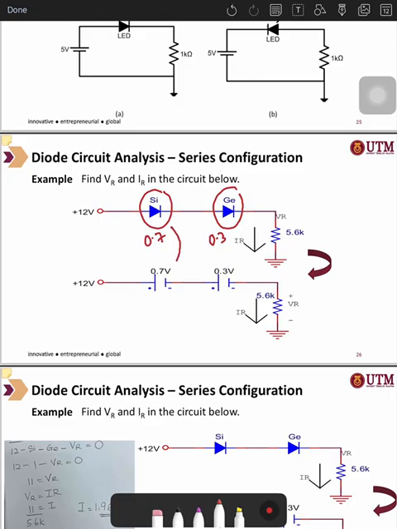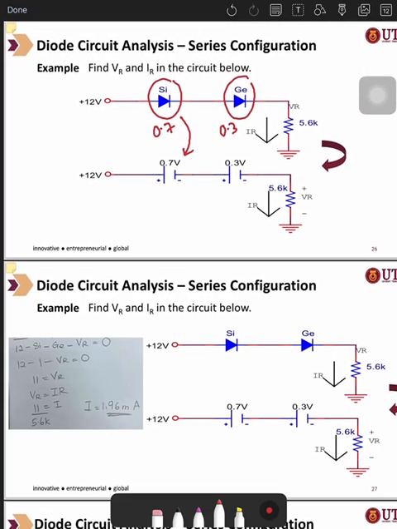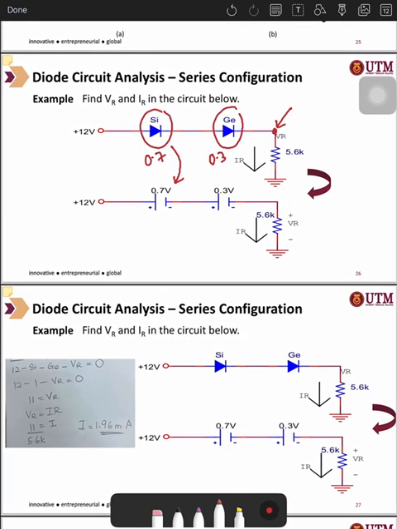That is why, when you see here, we replace the silicon diode with a 0.7 volt battery, and we replace the germanium diode with a 0.3 volt battery. Now, how do we find VR and IR? VR is located here, so you can apply KVL.